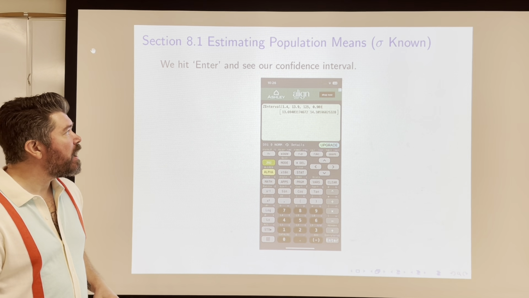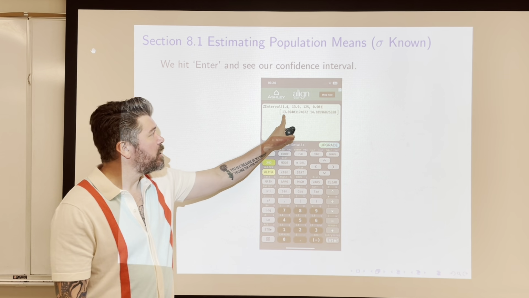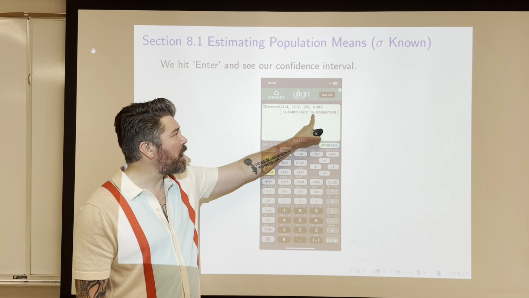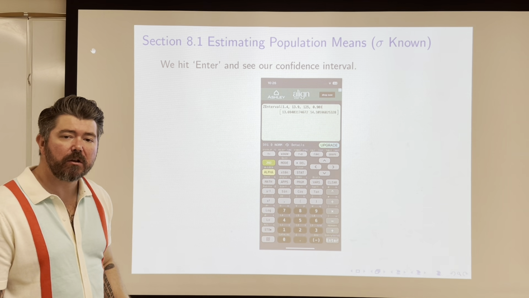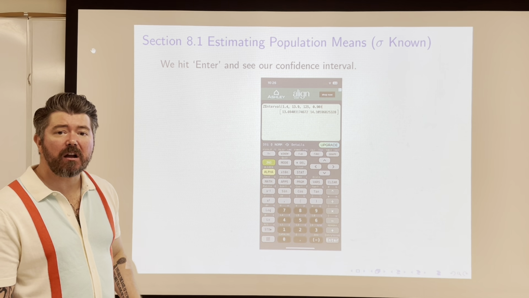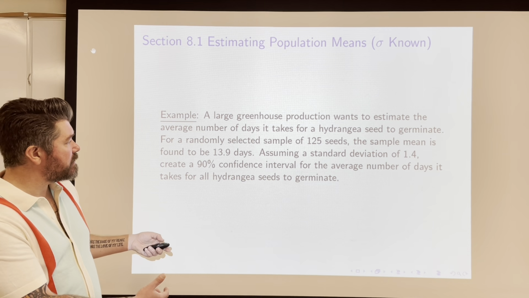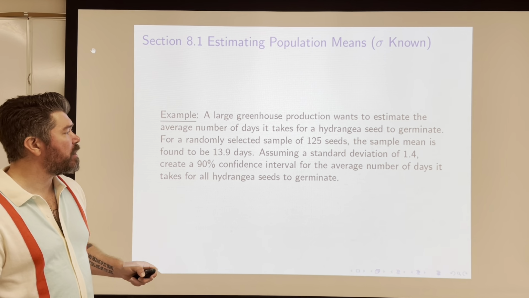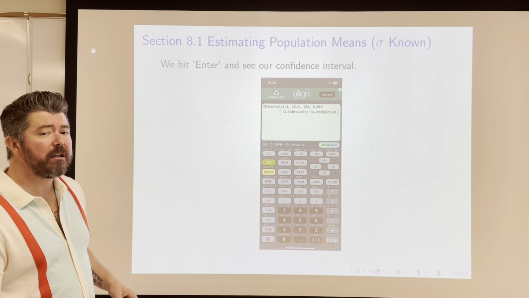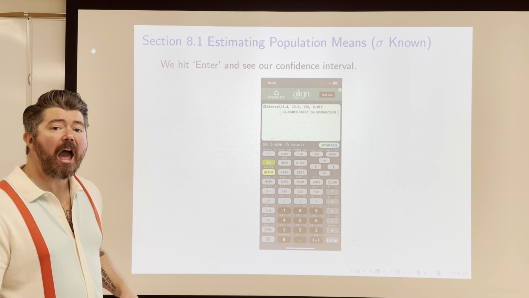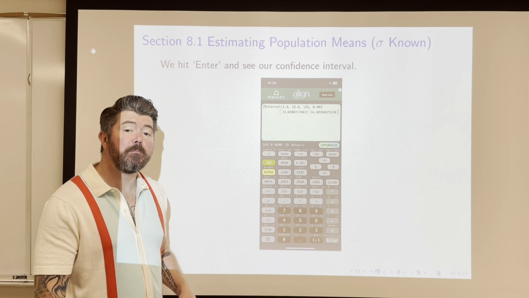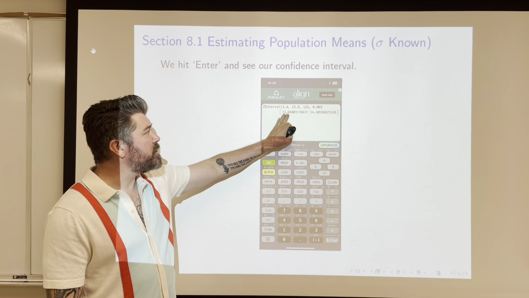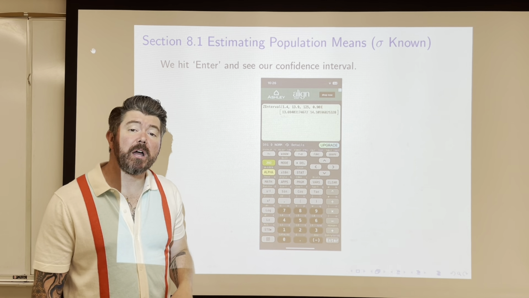We hit enter and we see our confidence interval. We get approximately 13.7 to approximately 14.1. So we are 90% confident that, what were we asked here? We wanted a confidence interval for the number of days it takes. So we're 90% confident that the true average number of days it takes, our mu, for hydrangea seeds to germinate is between 13.7 and 14.1 days.